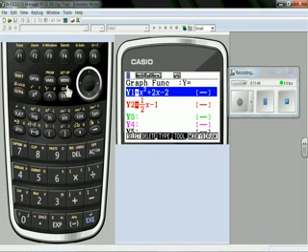So as you can see, this is a very powerful calculator. Sorry about that.